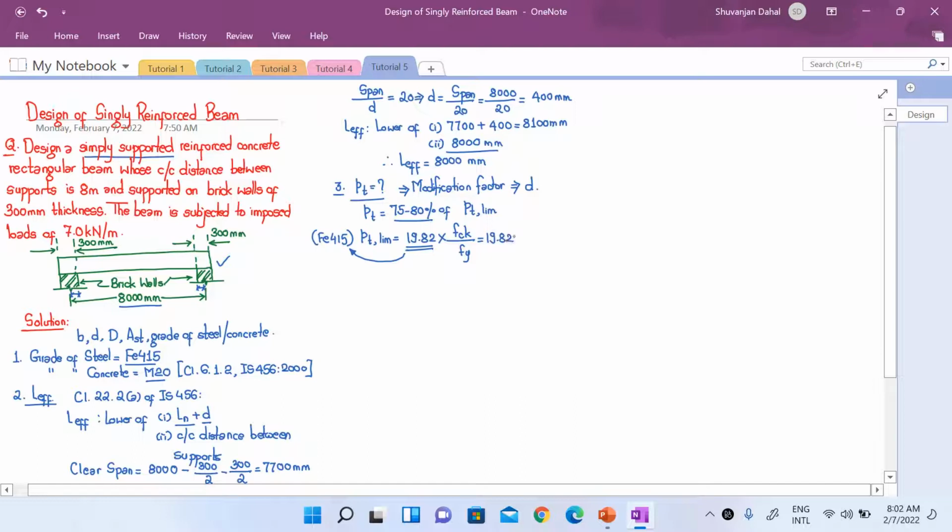Hence, this you get is 19.82 times 20 over 415. This comes out to be 0.96. So 0.96% is the limiting value of percentage of steel reinforcement. Hence, the percentage of steel to be provided is assumed as, let us say we are providing 75% of 0.96. So this comes out to be 0.72.